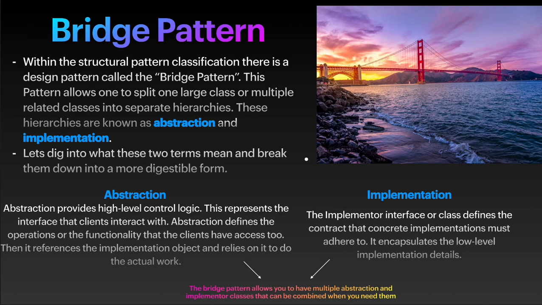Abstraction provides high-level control logic. This represents the interface that clients interact with. Abstraction defines the operations or functionality that the client has access to. Then it references the implementation object and relies on it to do the actual work. Implementation means the implementer interface or class defines the contract that concrete implementations must adhere to. It encapsulates the low-level implementation details. Together, the bridge pattern allows you to have multiple abstraction and implementer classes that can be combined when you need them.